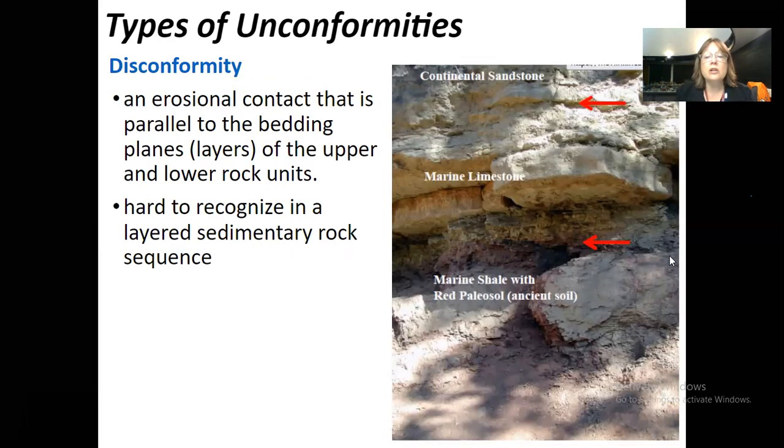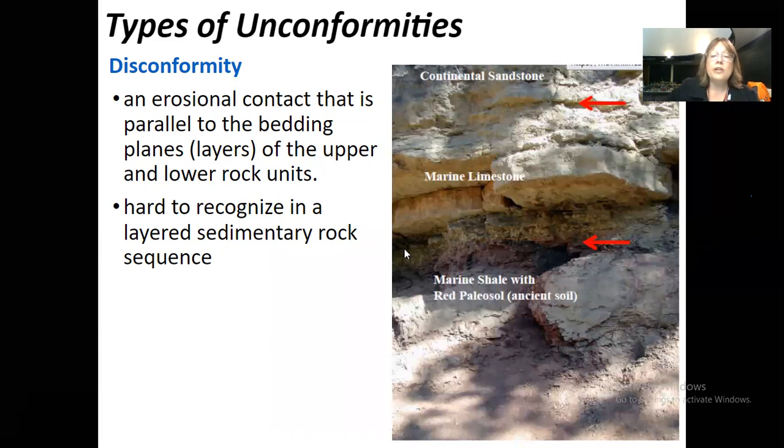Here's another picture of an example of a disconformity. This one is very easy to identify because what's separating the two layers of sedimentary rock is a section of ancient soil. And the ancient soil would help a geologist find that material much easier than if the soil was completely absent and you would have two layers of rock touching each other.